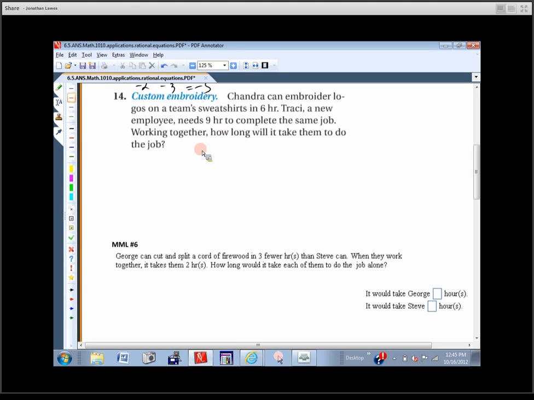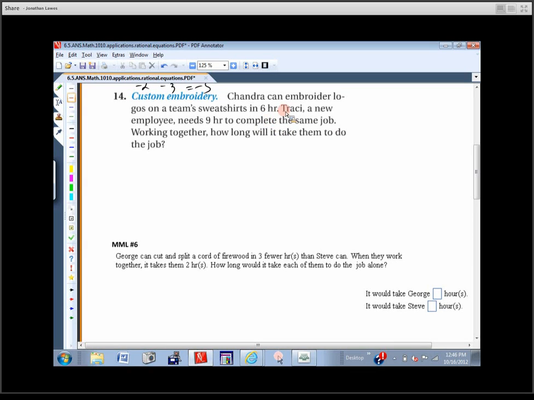Now, if you think about that for about 2 seconds, that seems slightly logical. If you think about it for longer than 2 seconds, that should sound absolutely ridiculous. Because unless Tracy is a complete idiot, even if all she does is hand Chandra the material or hand her thread or goes and gets her a drink, isn't that going to speed her time up? So isn't she going to be able to do it in less than 6 hours with a little bit of help? Okay. So we'll assume Tracy's reasonably capable.